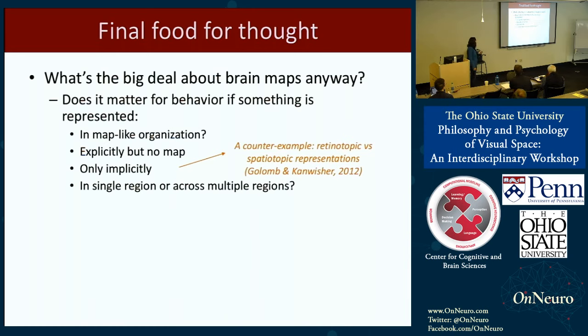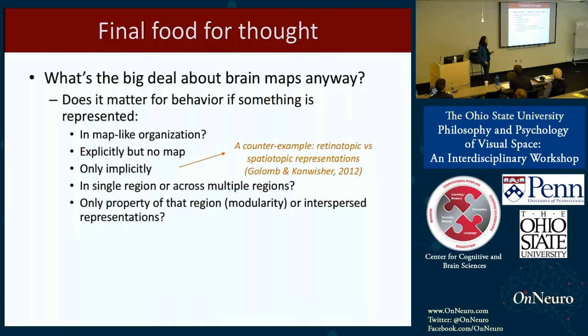Does it also matter if we have these maps or representations in a single region or across multiple regions, and whether those regions are dedicated to that particular function, the so-called modularity hypothesis, or whether they're interspersed multifunctional regions, and so forth? So this is mostly food for thought, but I think some of the things we can ask is not just, are these different types of space represented in maps, but why might they be represented in a certain way?